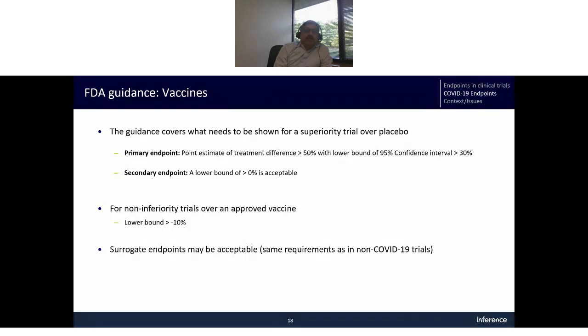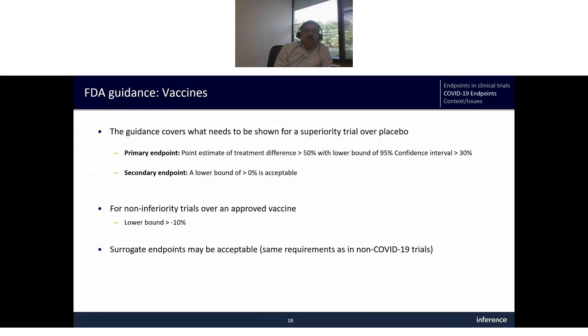Now, for superiority trials, currently the guideline says the requirement for approval is that the point estimate for the treatment difference, right, with rates of people, let's say, who have COVID in the vaccine arm against the placebo arm, has to be at least 50%. And the lower bound of the 95% confidence interval has to clear at least 30%. And for secondary endpoint, a lower bound which is positive is acceptable. It doesn't have to be as strict as the primary endpoint.